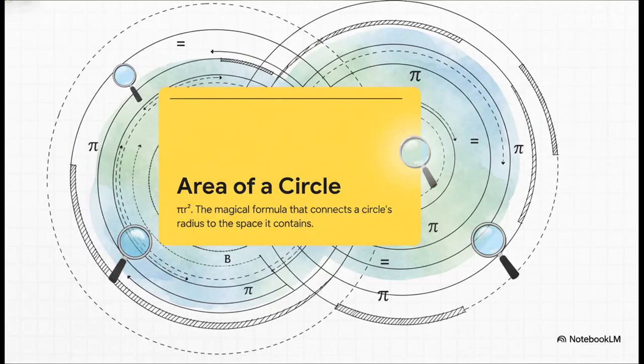And then we have the circle. Its area is calculated using one of the most famous and honestly most beautiful formulas in all of mathematics: pi times the radius squared. It's just amazing how this simple equation connects a circle's radius, that distance from the center to the edge, to the entire space it holds.